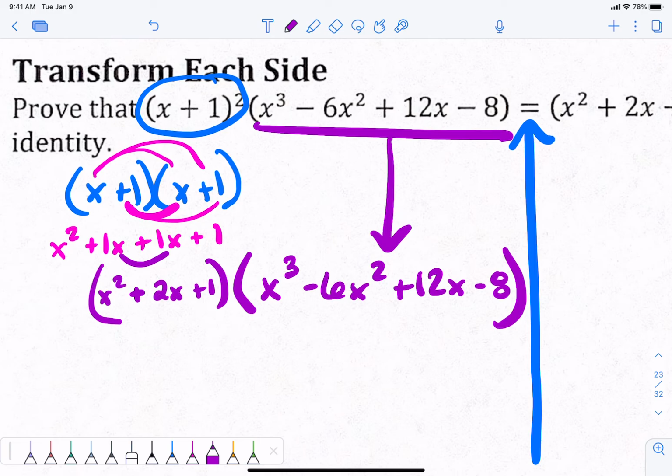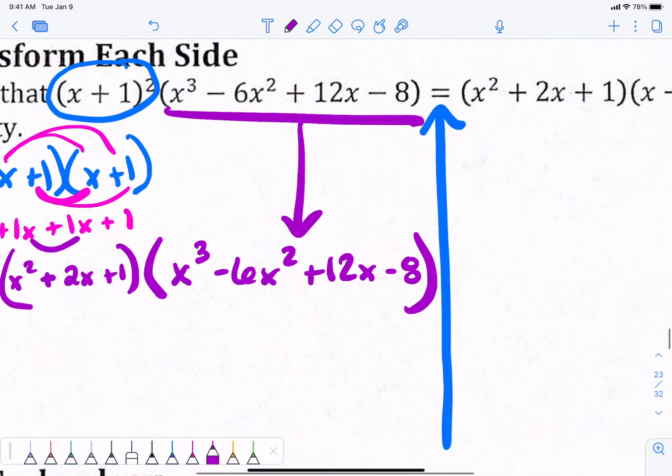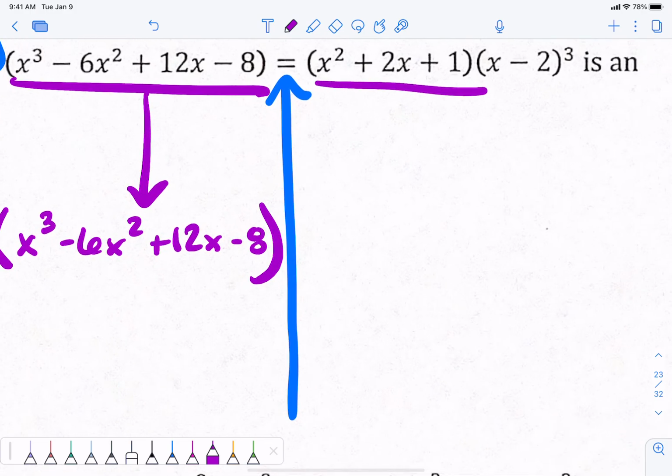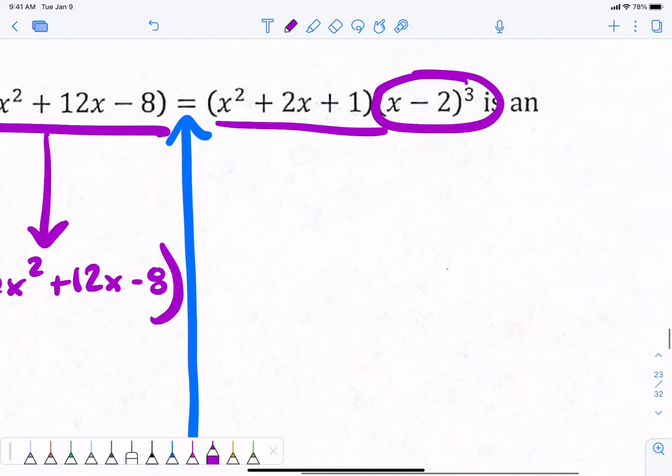Now this is where it's helpful to be aware of what's going on, because you could end up multiplying this big chunk by that big chunk. But I don't want to do that, because look at the right side. He has this x squared plus 2x plus 1. All we have to do is transform this guy now. So we're going to work a little bit with both sides, right? Okay? So let's do this.